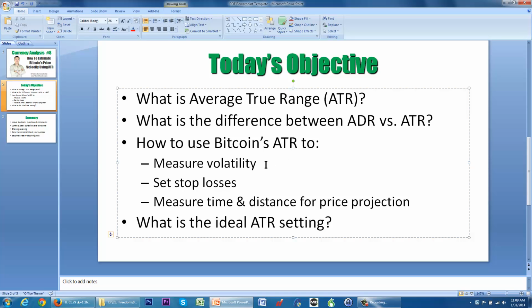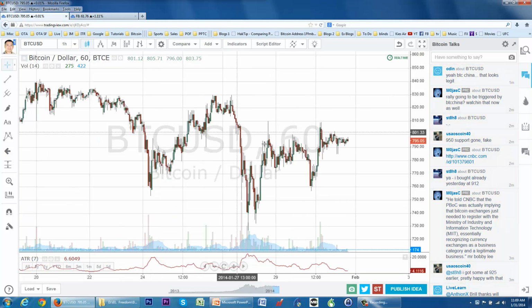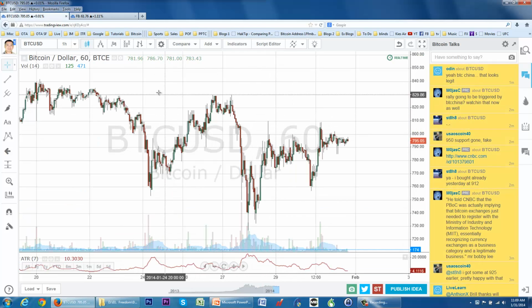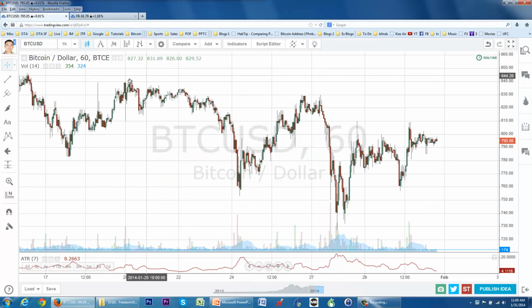So let's go ahead and take a look at how I use the ATR to trade Bitcoins. Let's talk about how to use Bitcoin's ATR to measure volatility. So if we go over here, by the way, I've been asked to use other exchanges other than just Mt. Gox, so I'm going to go ahead and use the BTCE exchange here.